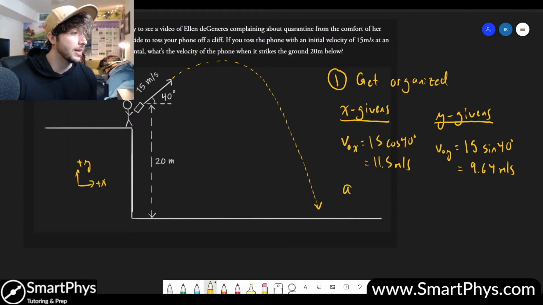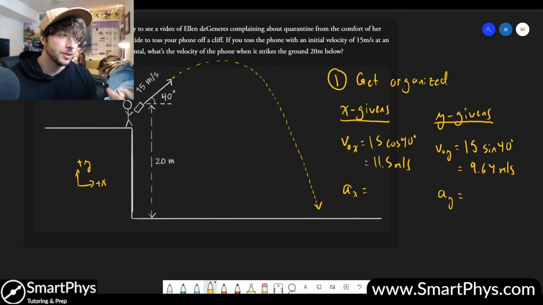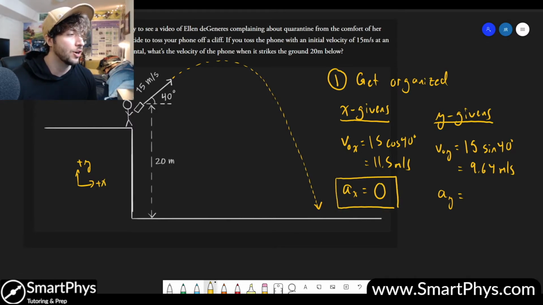Okay, so can we say anything about the x or y accelerations of this phone? Well, we know conceptually, right, at least in the absence of air resistance, there's not going to be any forces that are acting on this phone in the left or right direction while it's flying. Okay, and if there are no x forces, there are no x accelerations, right? This is always going to be true of projectile motion. We have no x acceleration. Our x velocity is constant.